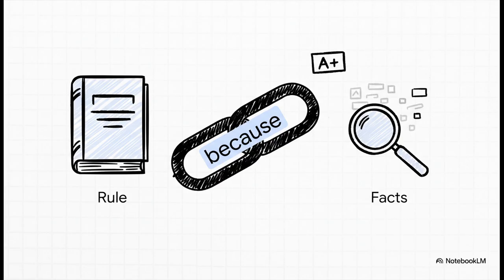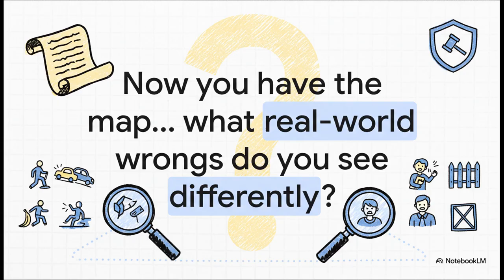And if you take away only one thing from this whole breakdown, please let it be this. This is the secret weapon. To get the best possible grade on your analysis, you have to connect the rule to the facts using one magic word, because. For example, don't just say the defendant breached his duty. Say the defendant breached his duty because he was driving 80 miles per hour on an icy road, an act no reasonable person would do. See the difference?